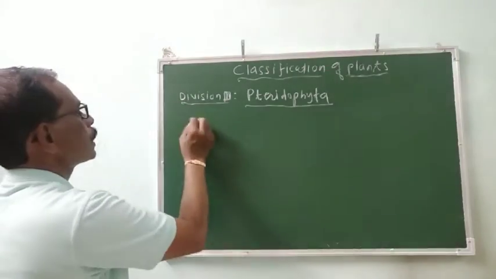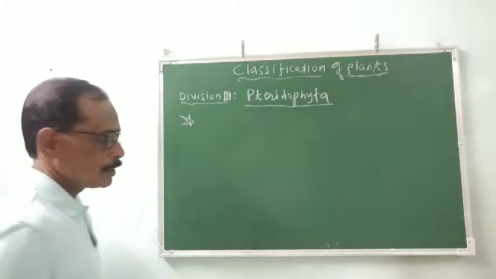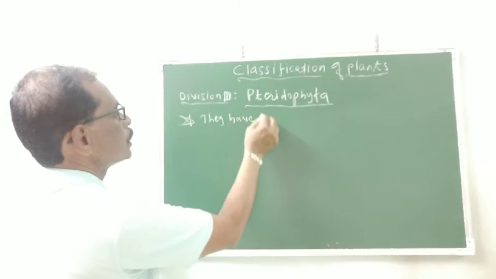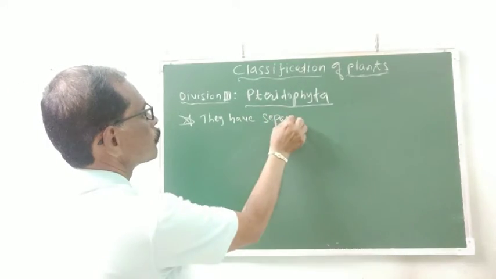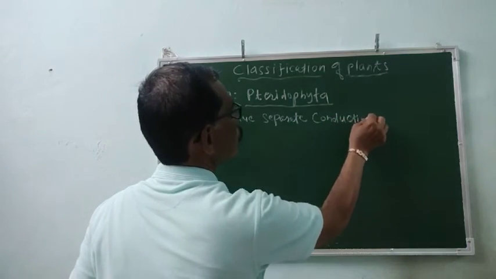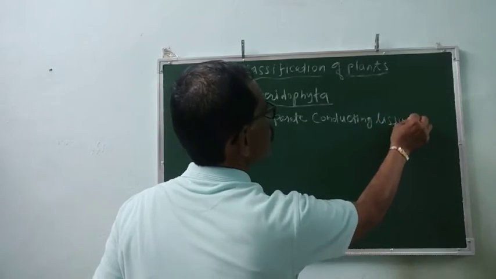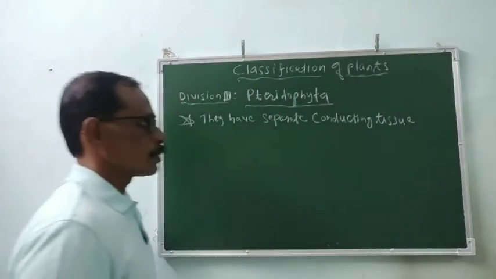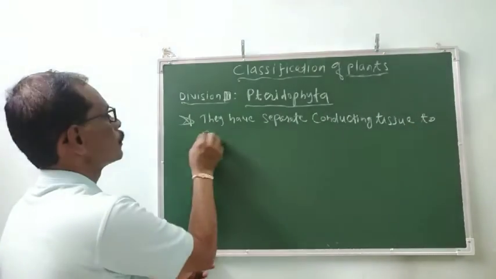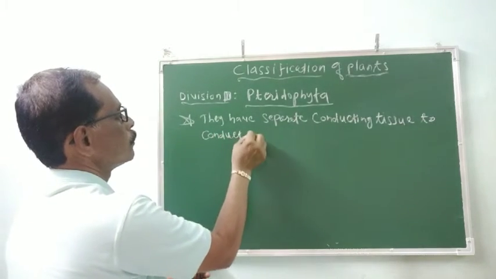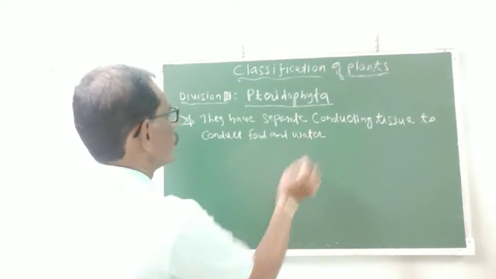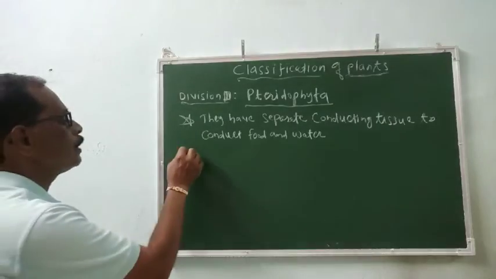The first character of the Pteridophytes, we write that they have separate conducting tissue to conduct food and water. They have the separate conducting tissue to conduct the food and water.